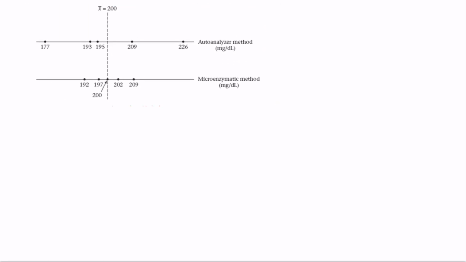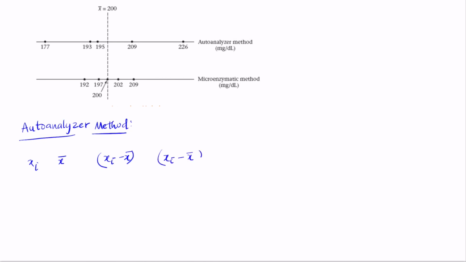So there are two methods here and we are trying to compare between the two methods. So let's take into consideration the first value. In the first one, write down the observation. Let's start with the auto analyzer method. Again the table stays the same: xi, x bar, xi minus x bar, xi minus x bar square.